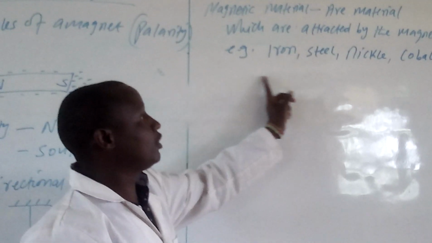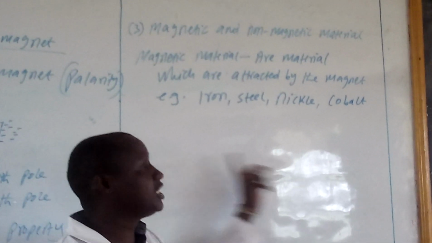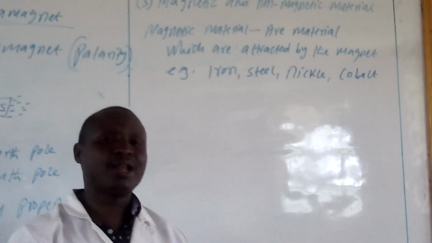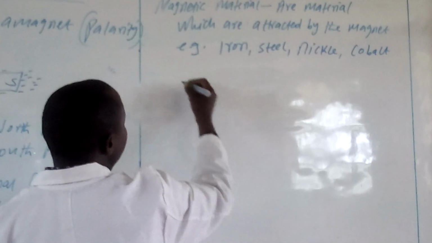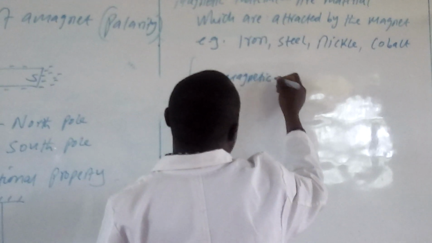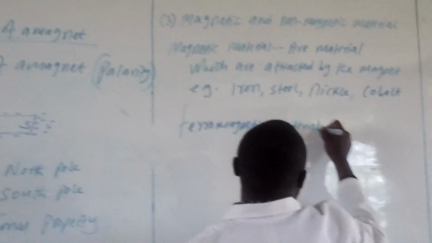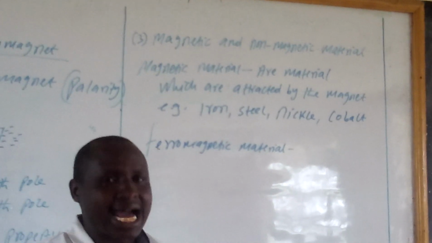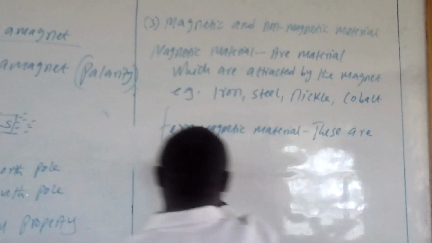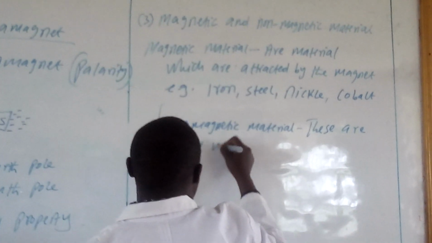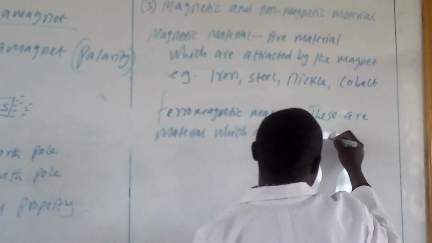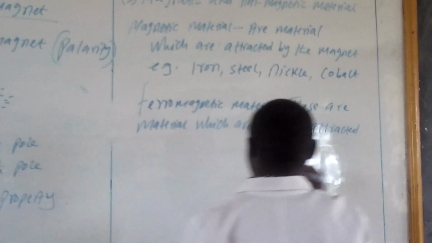And you will find that, even though all of these are attracted by the magnet, some of them are strongly attracted. The ones which are strongly attracted by the magnet are called ferromagnetic materials. What is a ferromagnetic material? These are materials which are strongly attracted by the magnet.